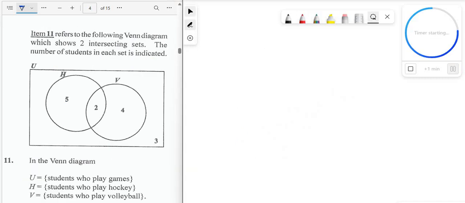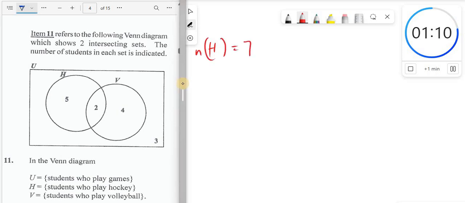All right, so for question 11, item 11 refers to the following Venn diagram, which shows 2 intersecting sets. The number of students in each set is indicated. Okay, so we can clearly see we have set H, and just like the previous question, the number of elements in set H is going to be equal to 7, right? Which would be H only plus the intersection. Number of elements in set V will be equal to the V only, those who play volleyball only, plus the intersection, so that's going to be 6.